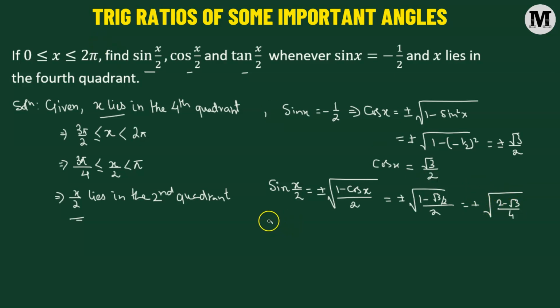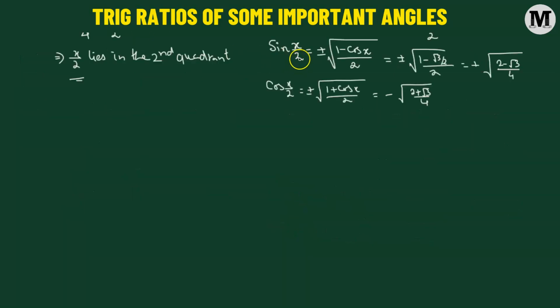Next, we'll find the value of cosine of x over 2. We have plus or minus the square root of 1 plus cosine of angle x, divided by 2. Using this formula, our value comes out to be 2 plus square root of 3 over 4. This value is going to be negative because x over 2 lies in the second quadrant, where cosine is negative. Now that we have obtained sine x over 2 as well as cosine x over 2, we can find the value of tangent of the angle x over 2.